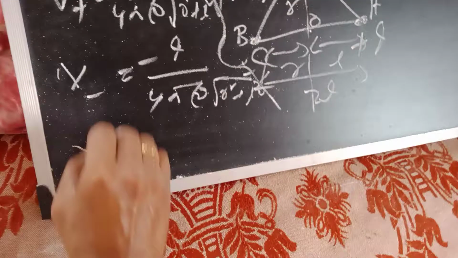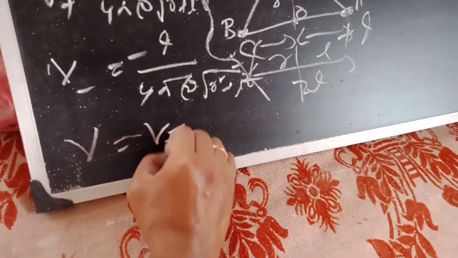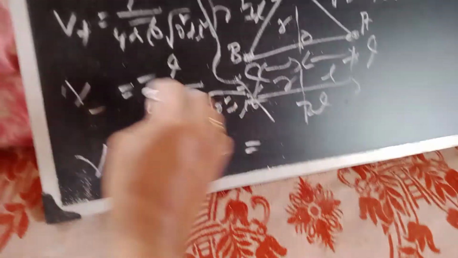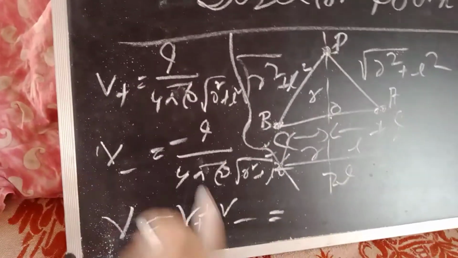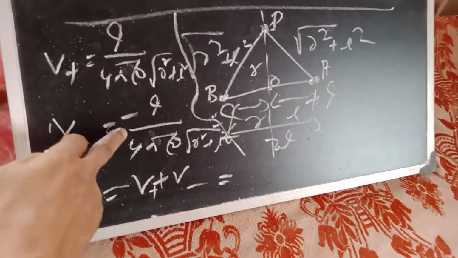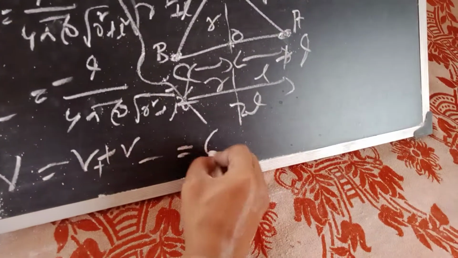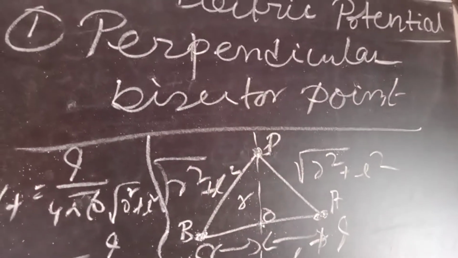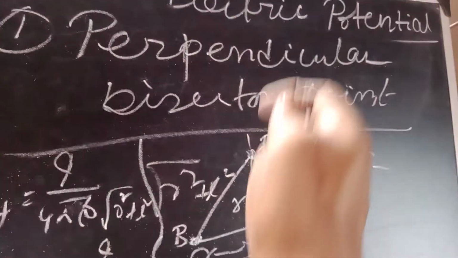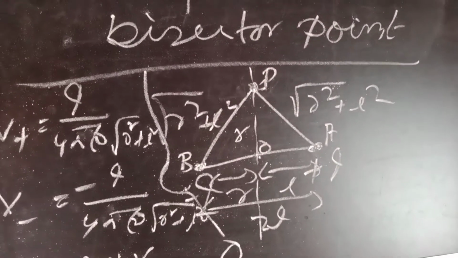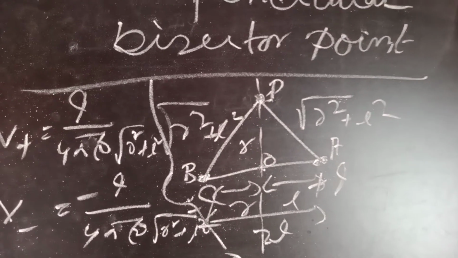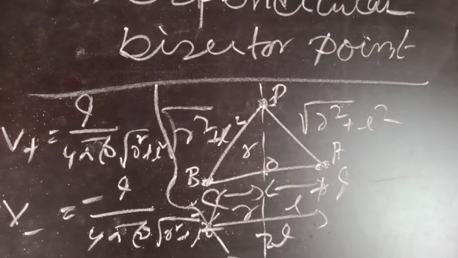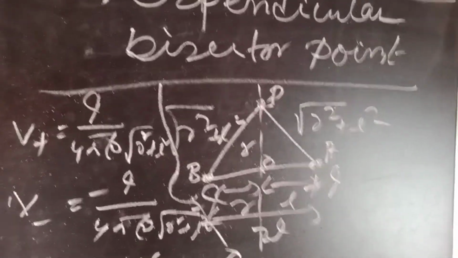So the total potential V will be V plus plus V minus. See, these two values are the same, and this is plus, this is minus. So the total will be what? 0. So the potential at any point on the perpendicular bisector line will be 0, because the distance of that point from plus q and minus q is the same. So the potential will be 0.